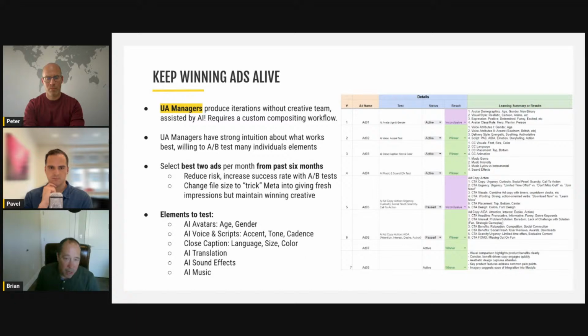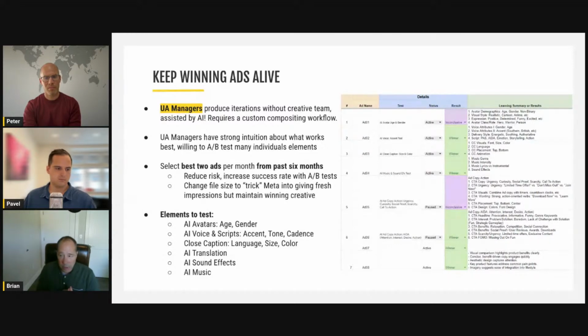If you happen to have a custom compositing workflow that doesn't require you touching the creative team, that would allow them to have a self-contained system where they dump in these elements, a very simple compositing software spits them out in a multiple resolution format, and then the UA manager takes them and does the testing. The beauty here is you're removing iterations from the creative workflow.